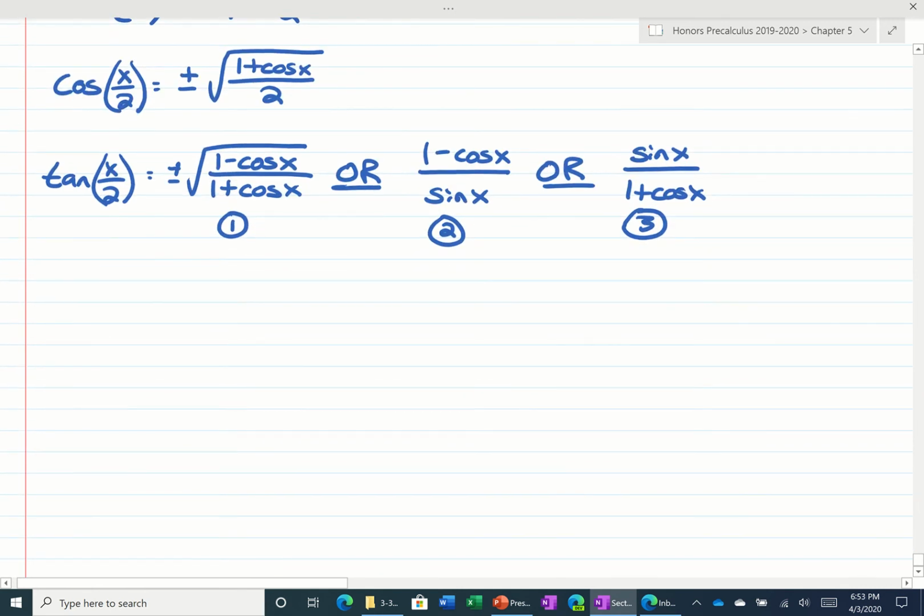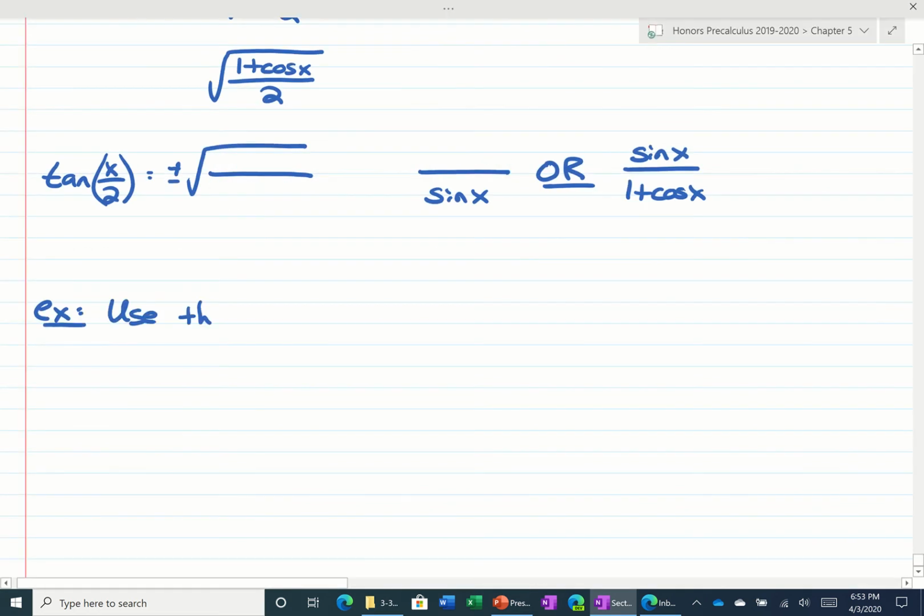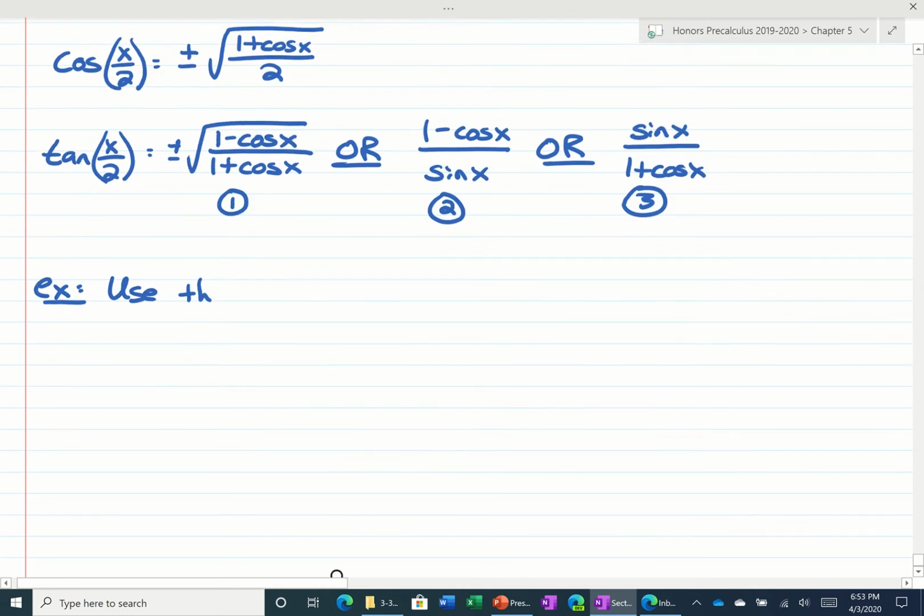So let's take a look at some problems. What if I asked you to use the triangle? I'll draw you one. Oh, looks like my OneNote froze. I'll give it a few seconds to recover. All right. So it looks like it came back here.